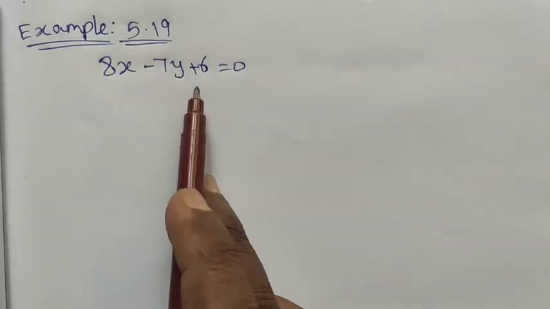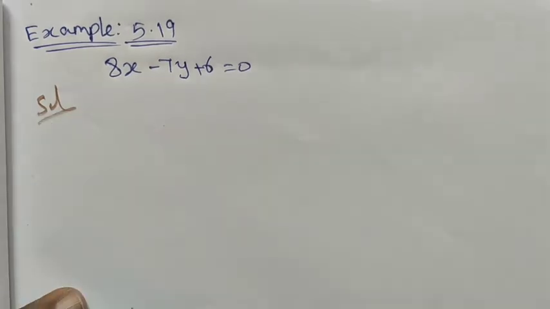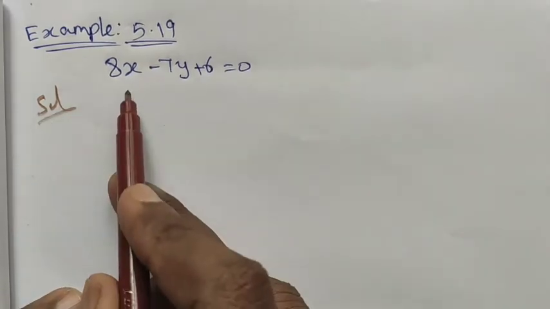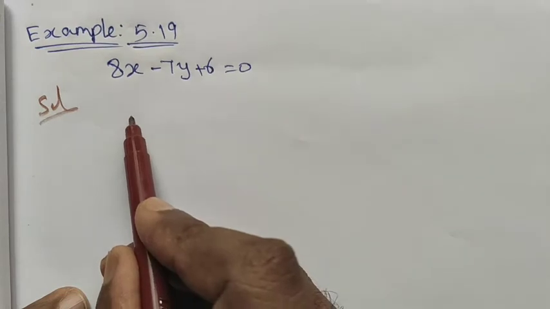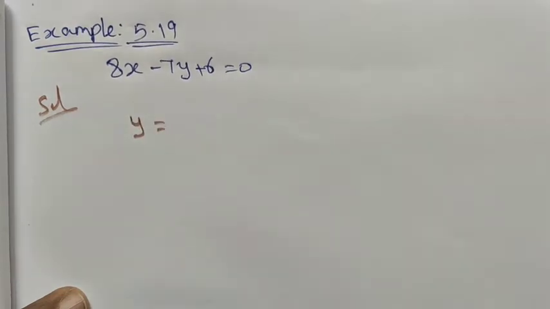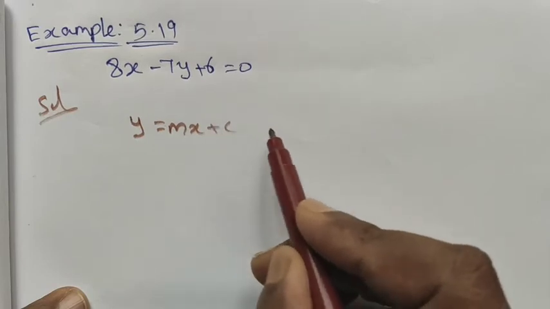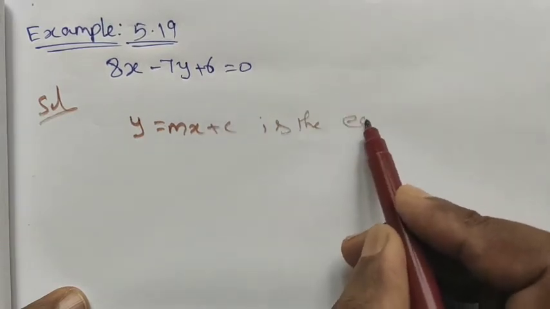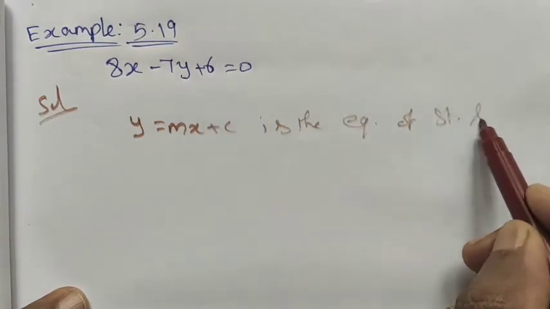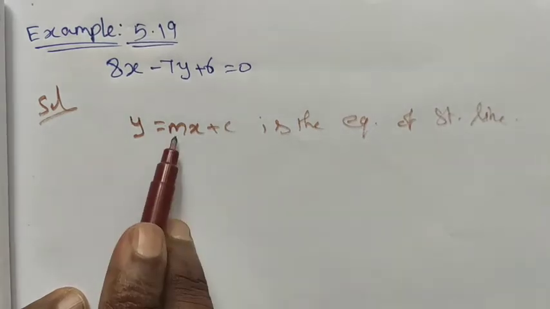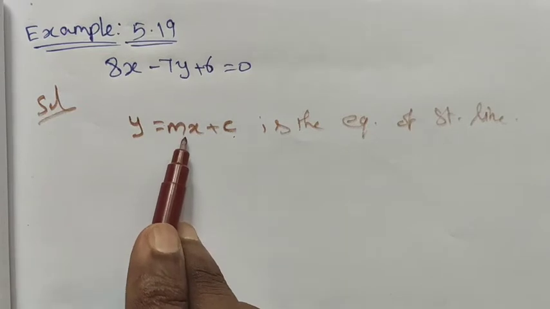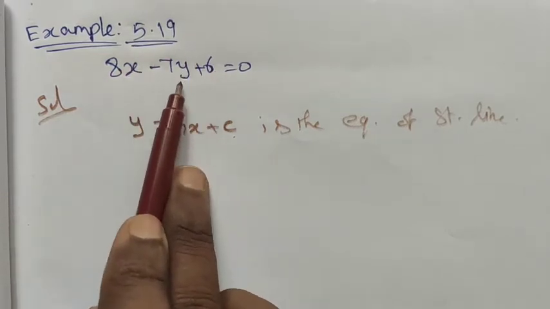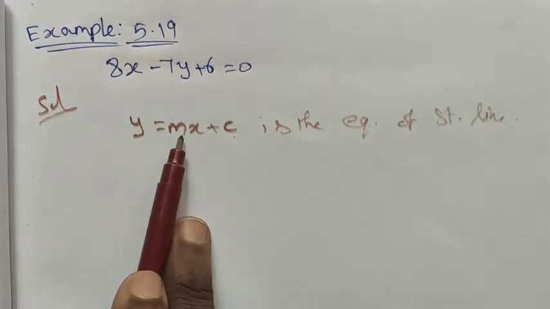Okay, now this is the given equation. We want to find the slope and y-intercept. We know the formula: the equation of the straight line, slope and y-intercept form, is y is equal to mx plus c. From here we can find the y-intercept and the slope. So the given equation should be converted to this format.